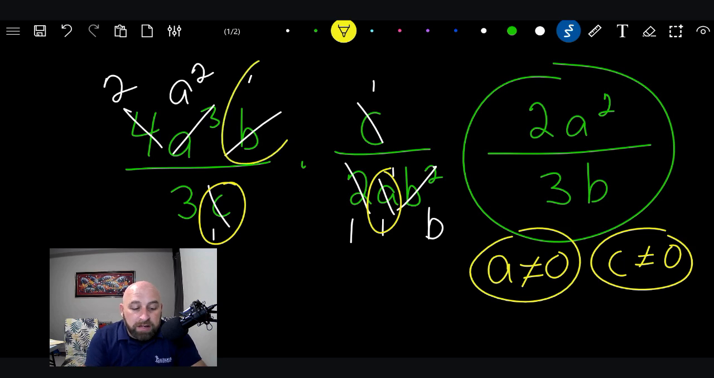Why did we not do B? Because B canceled out of the numerator. B is still in the denominator. Okay? So we're good. That one we don't have to do anything with. Only the ones that we cancel out of the denominator.